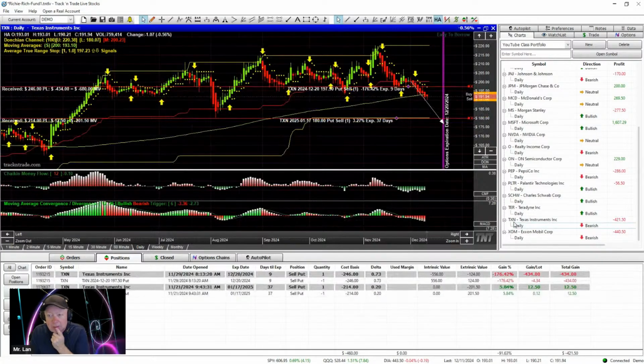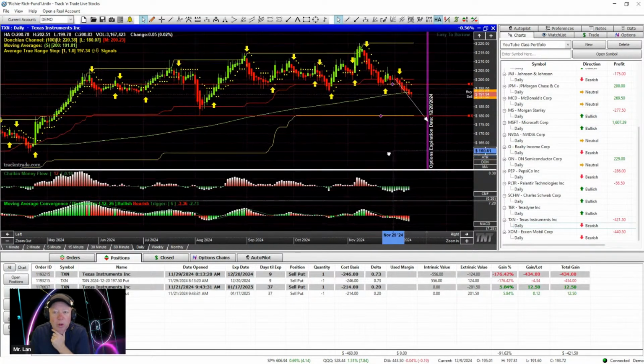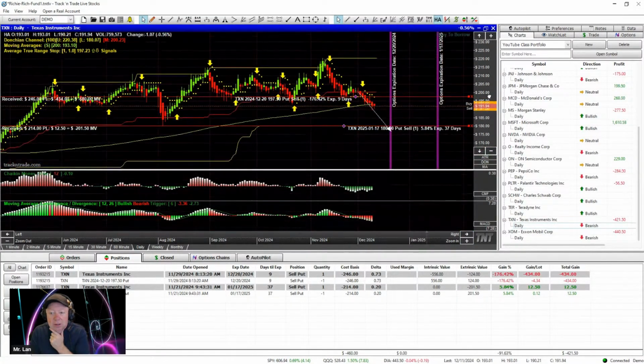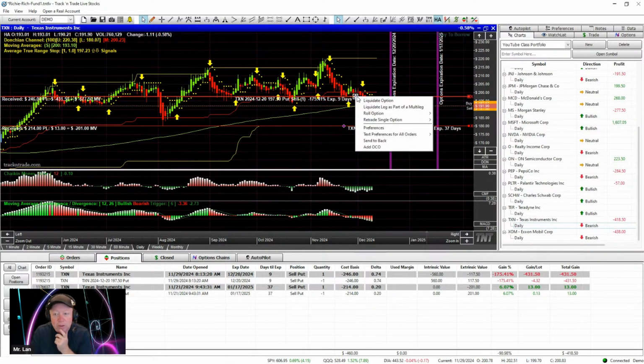Go to Texas Instruments. Oh, it's coming down way farther than I thought we would. Look at that. We got this one here. We're going to get assigned way up there. There's 9 days left. Looks like it's going to turn around and start to go back up, though. We could get assigned there. I wouldn't feel bad getting assigned there.